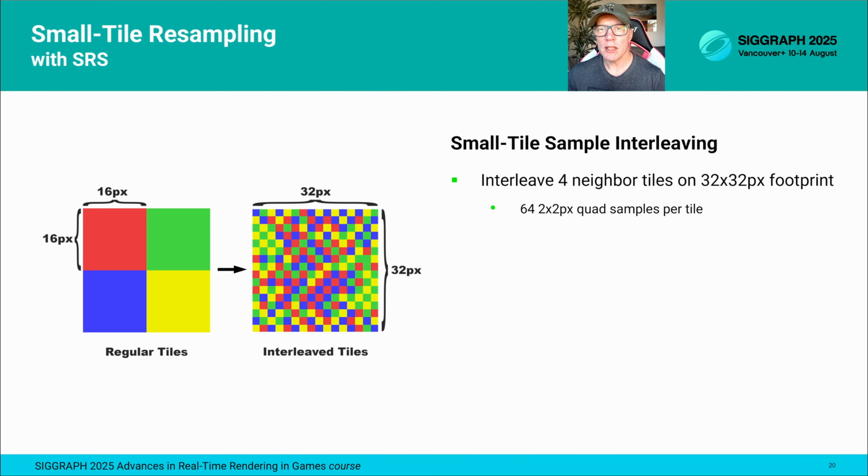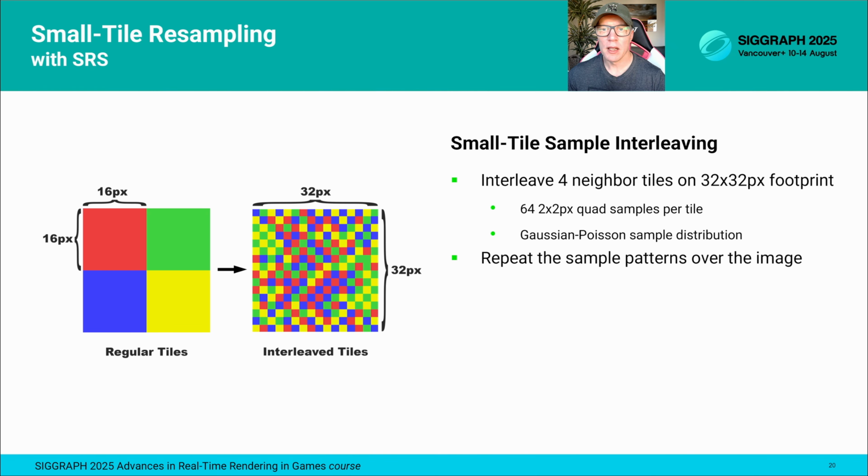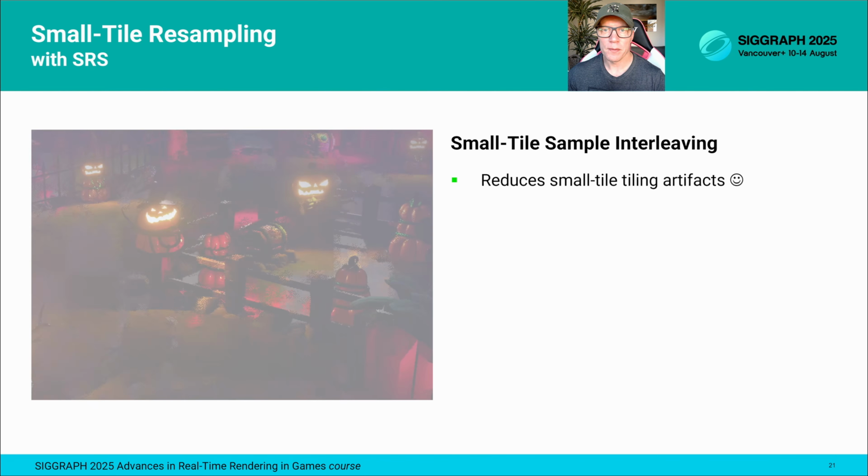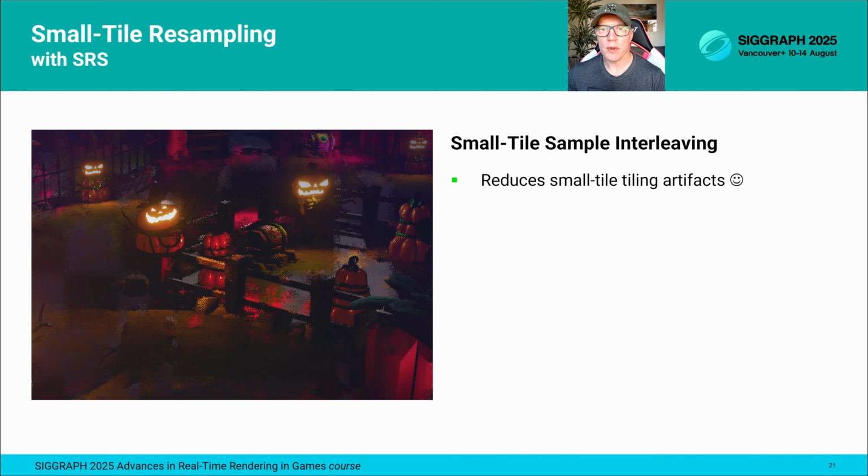Specifically, we distribute 64 2x2 pixel coarse samples for each of the 4 tiles. Here we have the 64 pre-computed coarse sample distributions for the 4 tiles shown in red, green, blue and yellow. For the sample distribution, we use Gaussian Poisson distribution to concentrate a bit more samples at the tile centers while avoiding placing samples from the same tile right next to each other. These sampling patterns are then repeated over the entire rendered image. This interleaved sampling pattern reduces the small tile tiling artifacts.